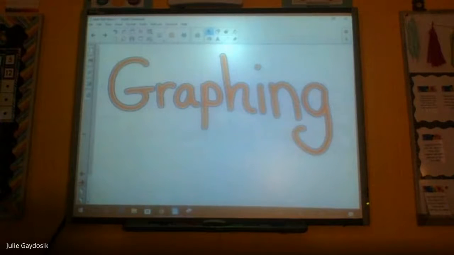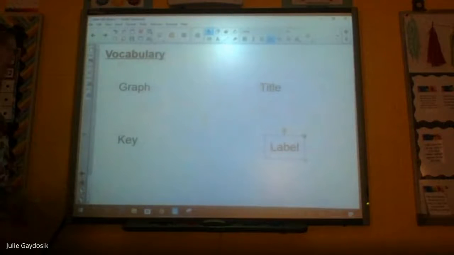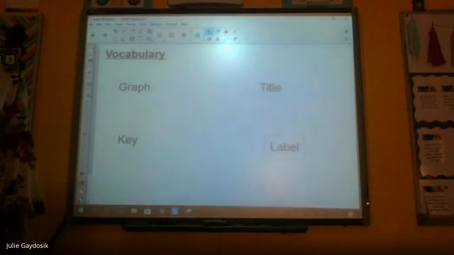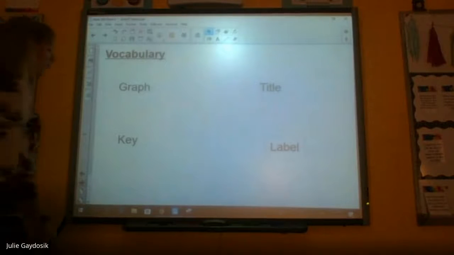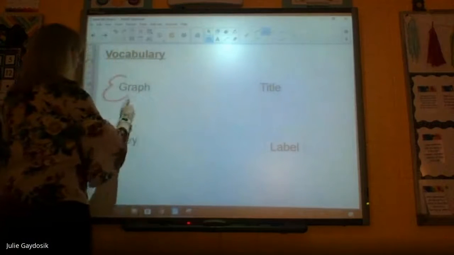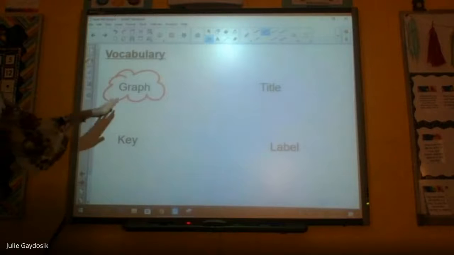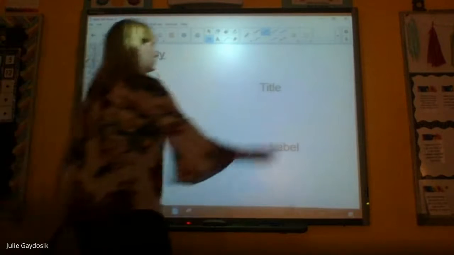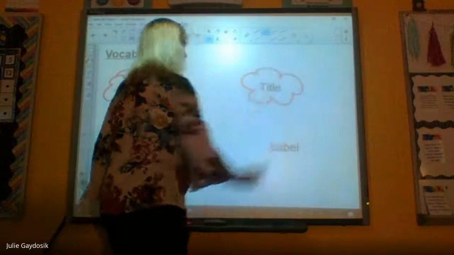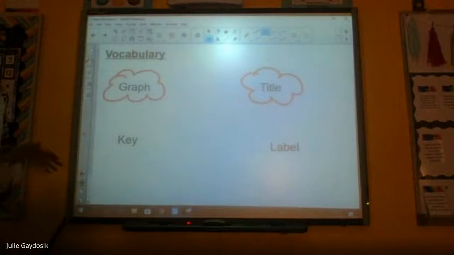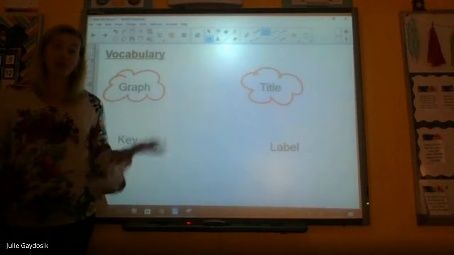Hopping into graphing. So we're talking about graphing. Before we go ahead and get started with today's lesson, I would like to go over a few of our vocabulary words that we've talked about this week. So, who remembers what a graph is? Remember, a graph is a way to organize and represent data, right? So you're using different categories and you can represent data. You can also use a graph to interpret data. What is the title of a graph? The title of the graph, remember, tells you what the graph is showing.